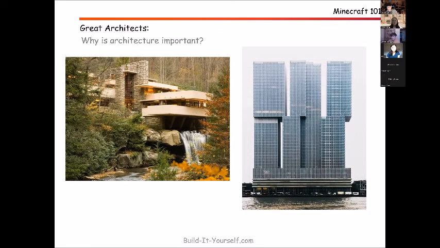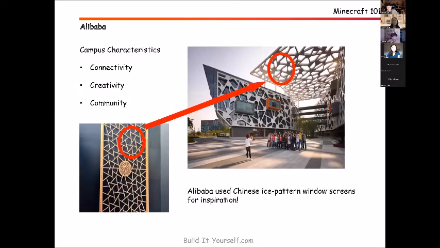Remember, thinking like an artist means that you pull inspiration from what's around you. Let's take a look at this campus in Alibaba. They use Chinese ice pattern window screens for inspiration for their roofing and the sides of their buildings. An item that may have seemed normal, but they created an entire plan just out of that.